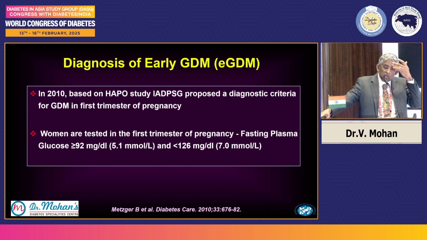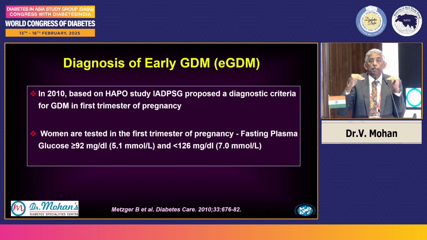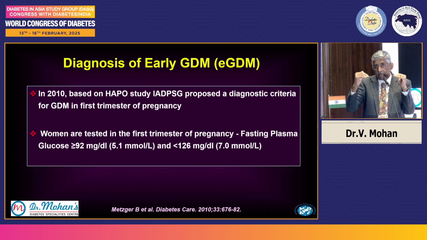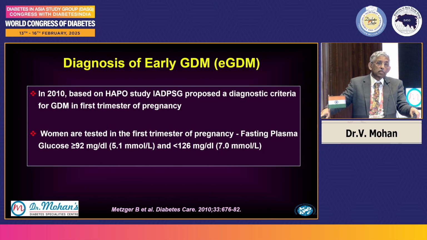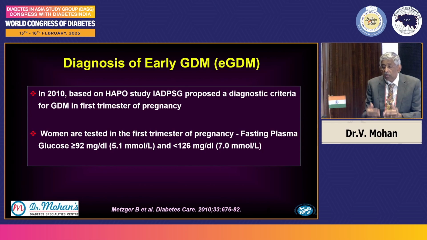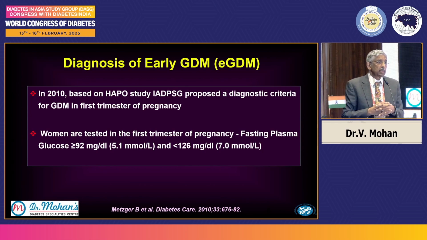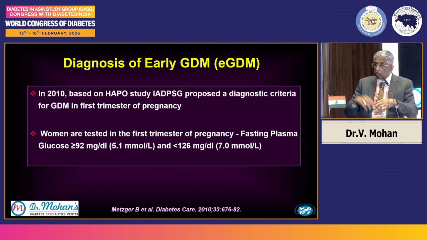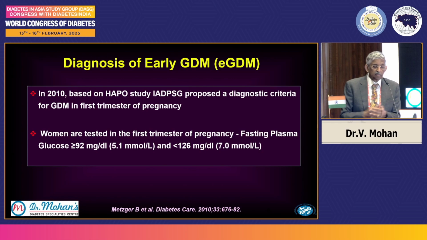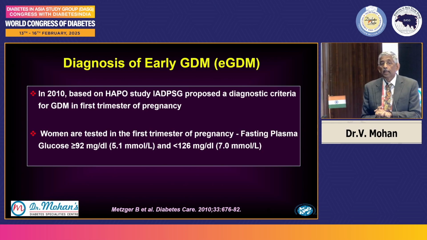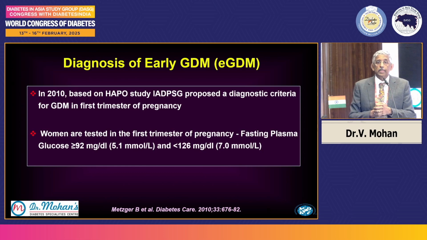But where this 92 came from is actually from the HAPO study, where they had used the 1.75 cut point to see various fetal outcomes, and there the fasting value came as 92. But the moment this was proposed, there was a lot of opposition. They said this 92 is too low, because too many women will be diagnosed with gestational diabetes. So they withdrew it and said, well, we don't know what the diagnostic criteria is. So this 92 always was debated, and I'll tell you later that it seems to be slightly higher, and I'll come to that later.